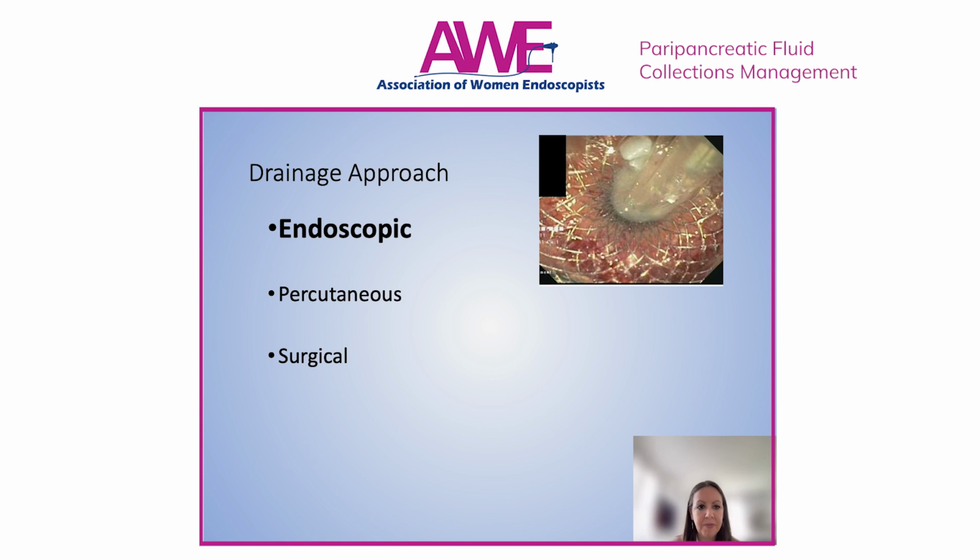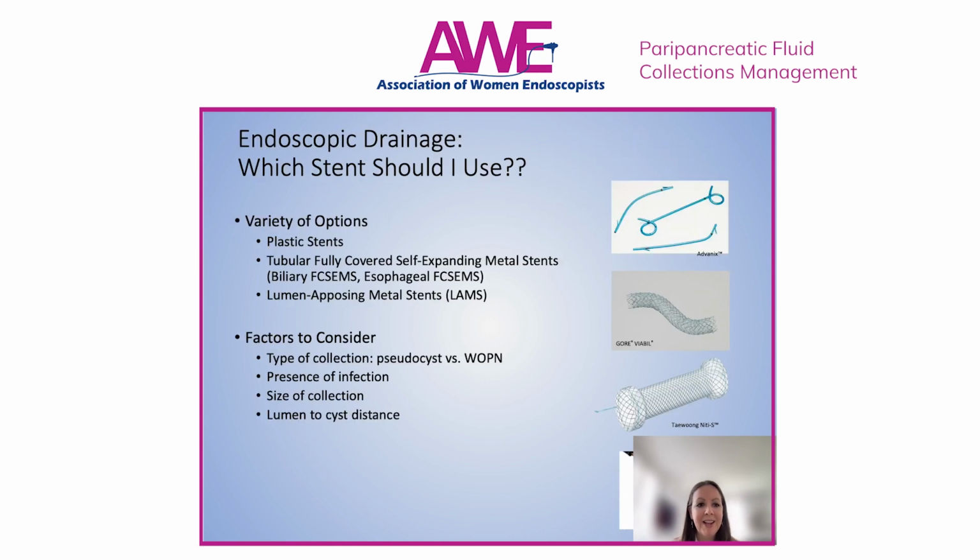first line approach. So when we talk about endoscopic drainage, what we're talking about is putting a stent between the collection into the GI lumen to allow the collection to drain and then subsequently heal. And there's lots of different options for the types of stents that can be used. There are plastic stents that can be used. There are the tubular, fully covered self-expanding metal stents. These can be biliary stents or in some cases even esophageal stents. And then of course, probably the most common is the lumen-opposing metal stents.